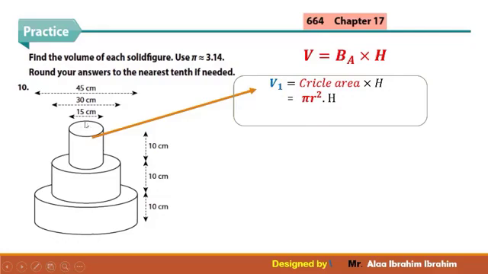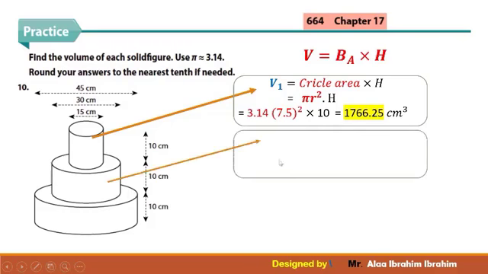Here is the diameter, this diameter. I need the radius, so half of 15, 7.5. So I change this 7.5, 3.14 because he told me this, and height is 10. This height here is 10. Okay, so I multiply all of this, give me this number. Cubic centimeter.